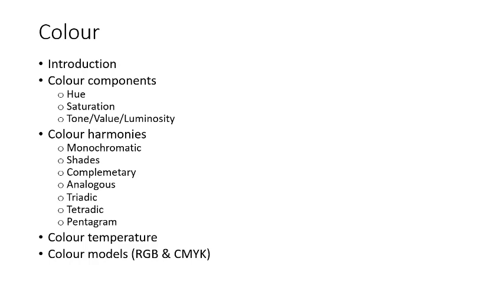We're looking at the introduction to color, the color components, which are hue, saturation, and tone. The next is color harmonies. We have 7 under that: monochromatic, shades, complementary, analogous, triadic, tetradic, and pentagram. We also have color temperature. And lastly, we have color models, which are RGB and CMYK.